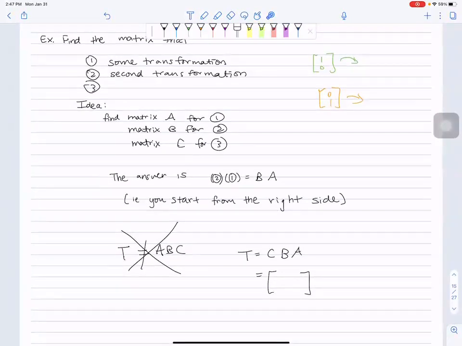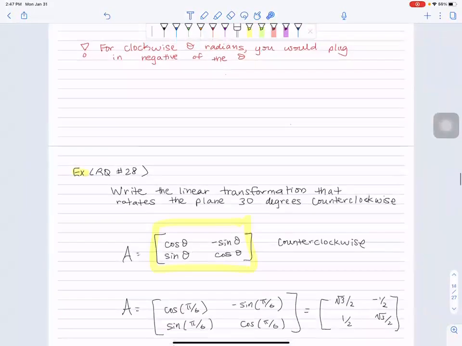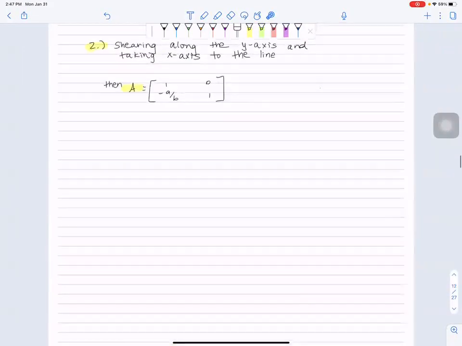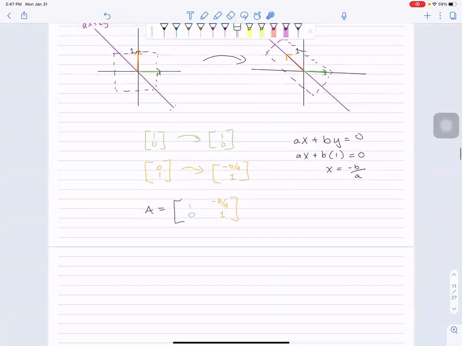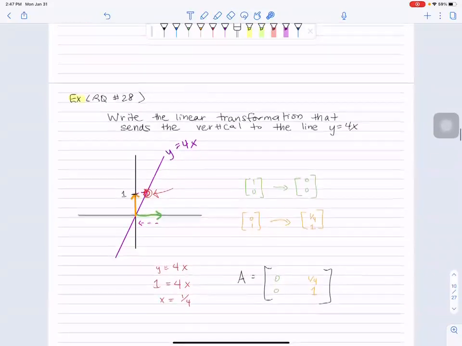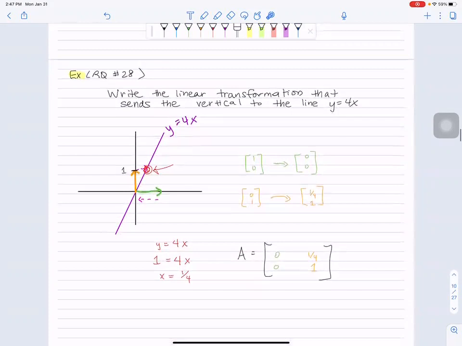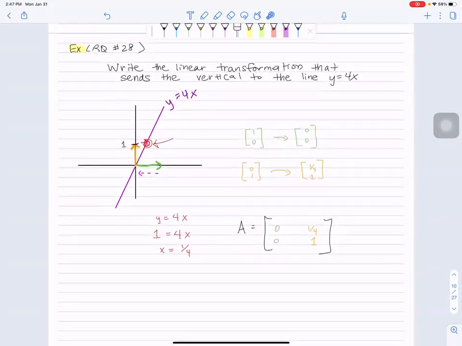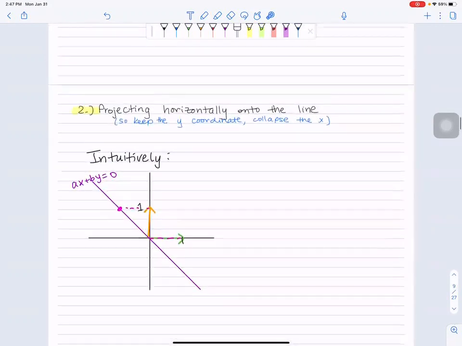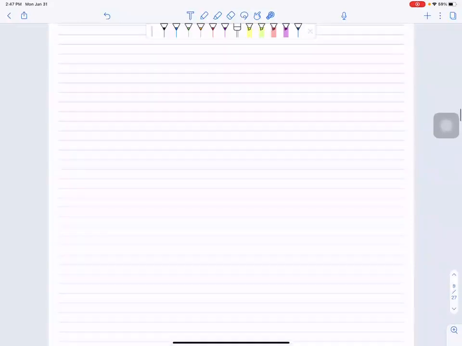Yes. Reflecting across a line. Let me think. You could do it multiple ways. You could do a rotation. Wait. Reflection across the line. I feel like that'd be a projection, but I'll have to double check on that.